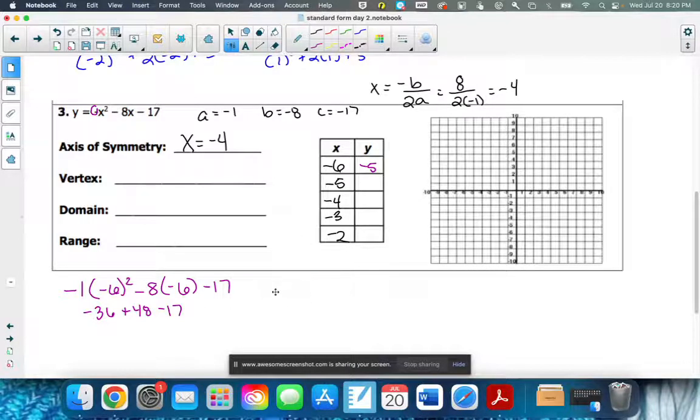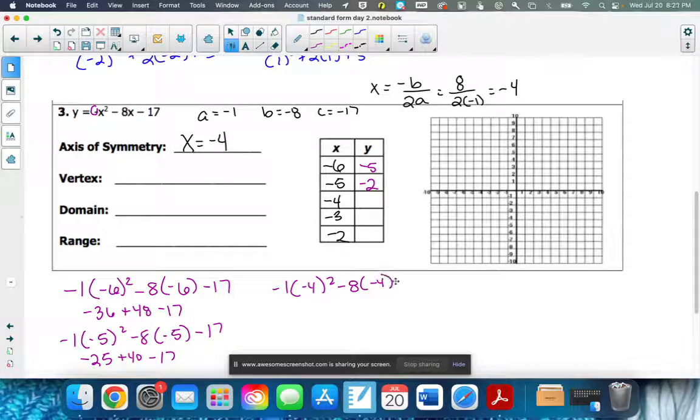All right, and let's try negative 5. Negative 1 times negative 5 squared minus 8 times negative 5 minus 17. That's going to be negative 25 plus 40 minus 17. So that should be negative 2. All right, so let's try negative 4. Negative 4 squared minus 8 times negative 4 minus 17. And that's negative 16 plus 32 minus 17. So that's positive 16 minus 17 is negative 1. So we now have our vertex at negative 4, negative 1.